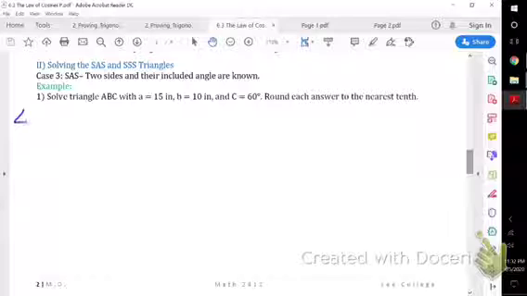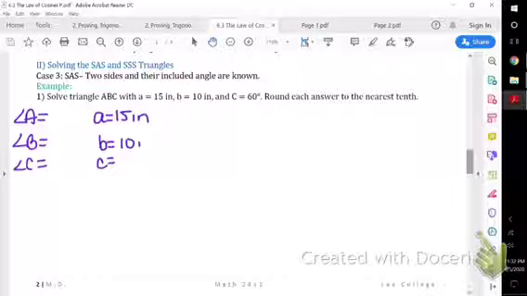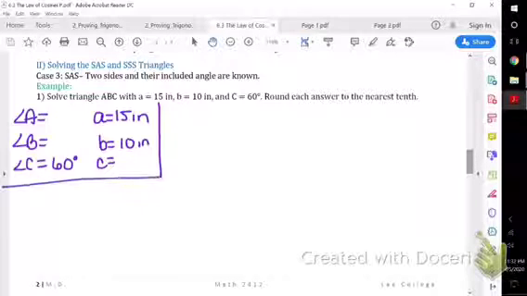All right, so we're going to solve the triangle. So I'm going to set up my little answer box again. Scoot that over a little bit. All right, and so they told us side A is 15 inches, side B is 10 inches, and angle C is 60 degrees. Well, I don't know an angle and the side across from it, so I cannot use the law of sines. So I'm going to have to use the law of cosines.